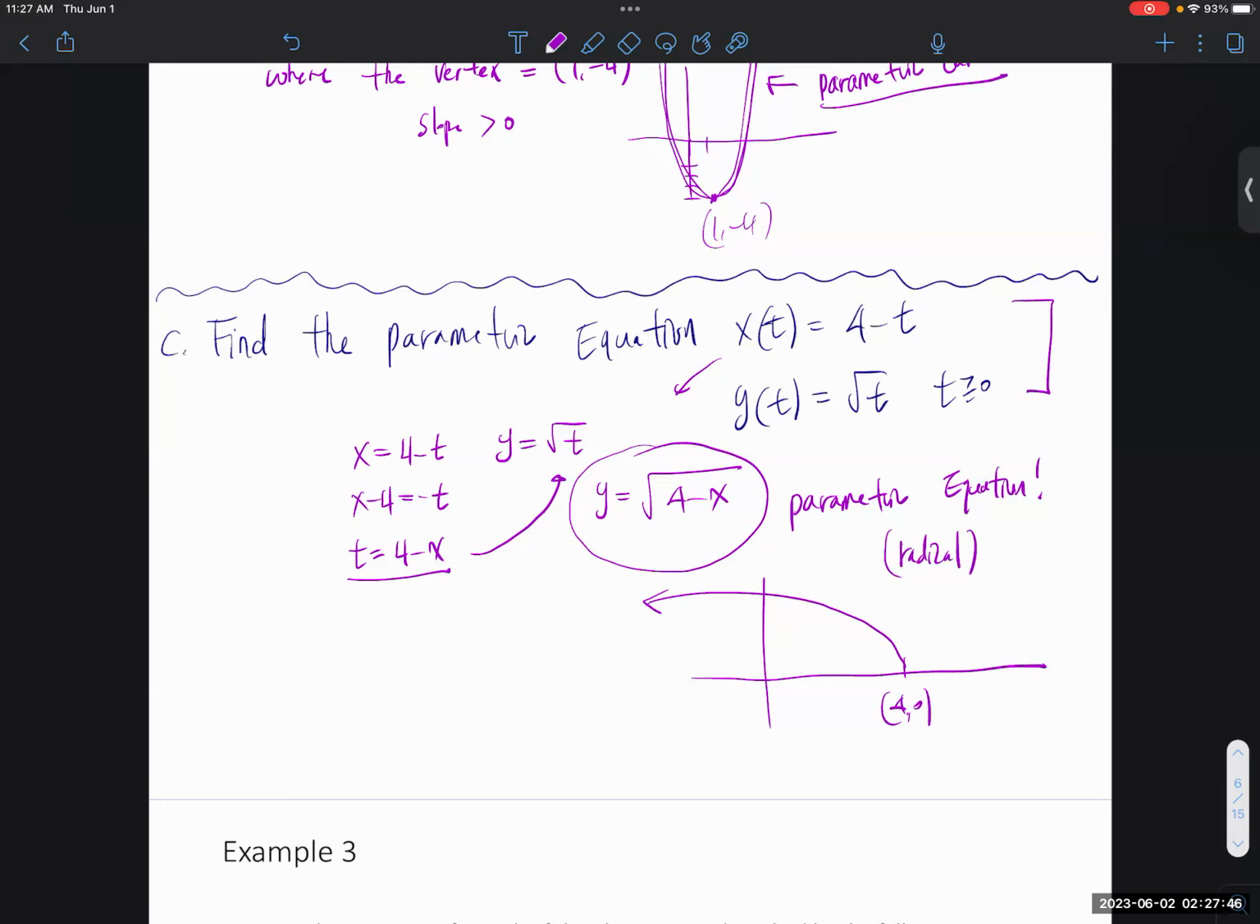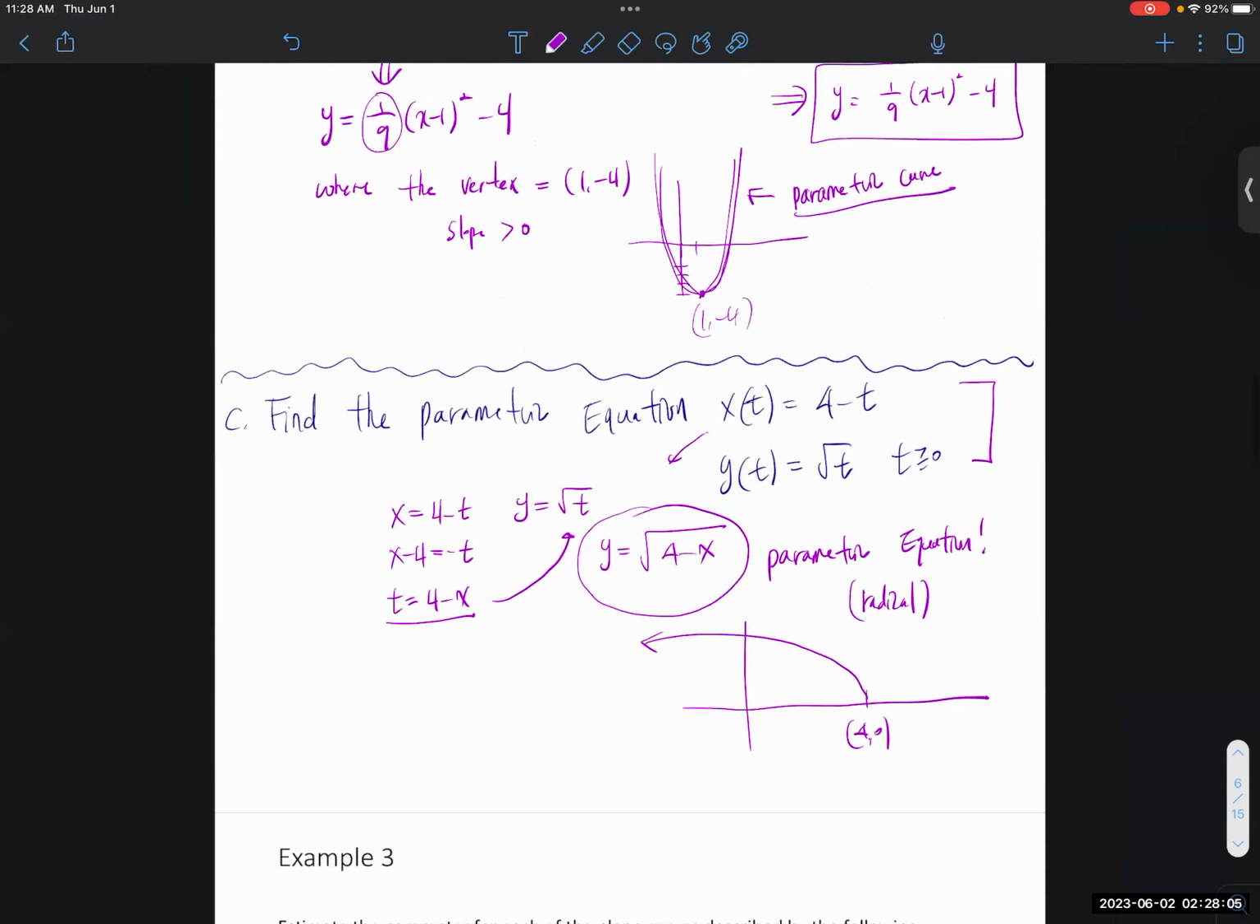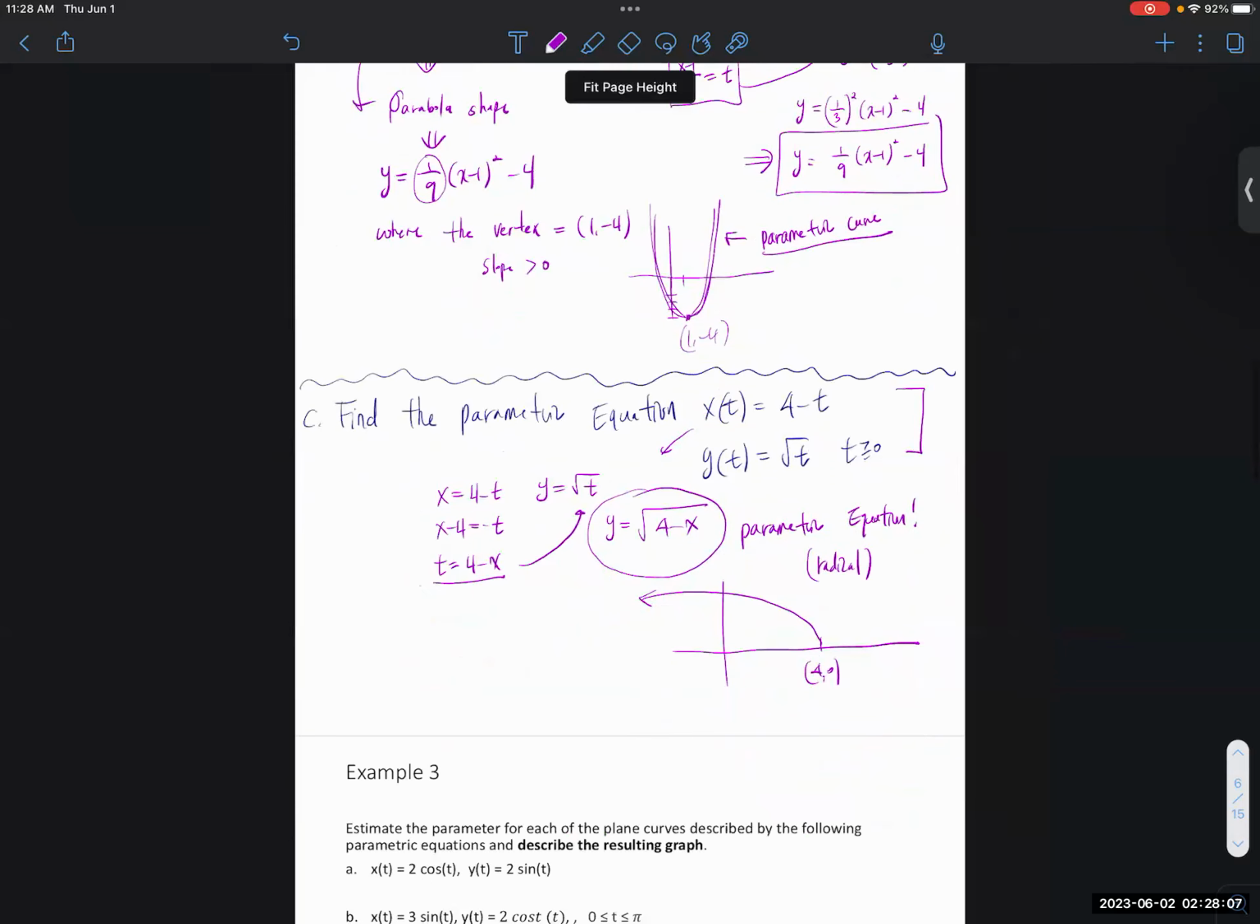Okay. So as I mentioned at the beginning, the parametric equation could be a linear form, quadratic form, polynomial form, or trigonometric form, or radical form, right? Because your function could be a variety of shapes. So therefore, letter C is much simpler. And same thing, when you graph it from the table, you will see this graph, and the name of this parametric equation is y equal to radical 4 minus x. That's it.